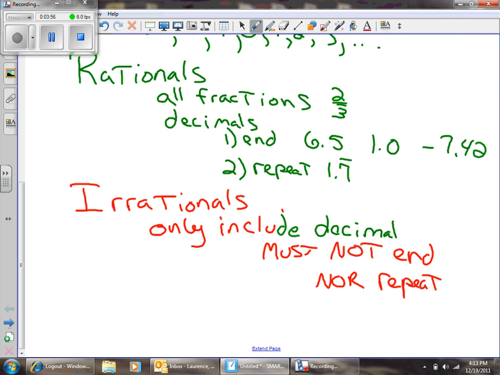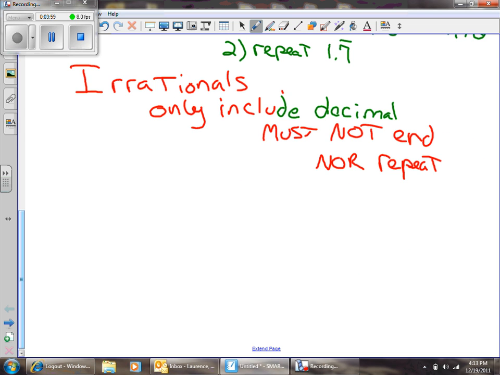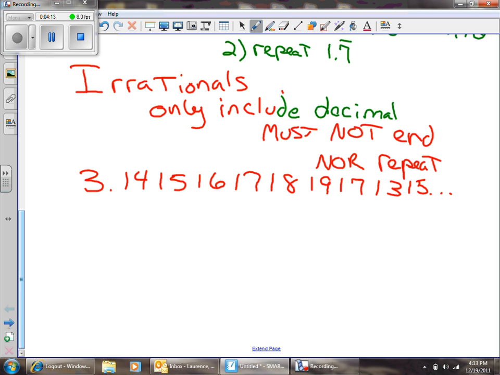Now remember, this is not a repeating decimal. 3.1415, 16, 17, 18, 19, 17, 3, 15. It is true that the 1 shows up an awful lot. It is true that the 7 shows up a couple times, the 5 shows up a couple times, the 3 shows up a couple times, but they are not repeating decimals. The dots after the number mean it goes on forever without repeating.